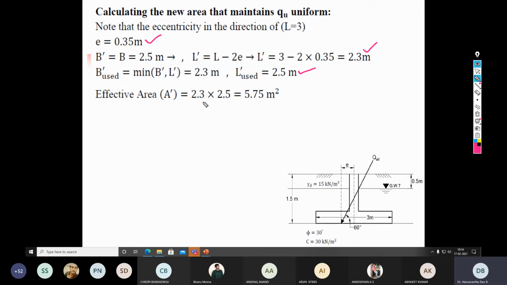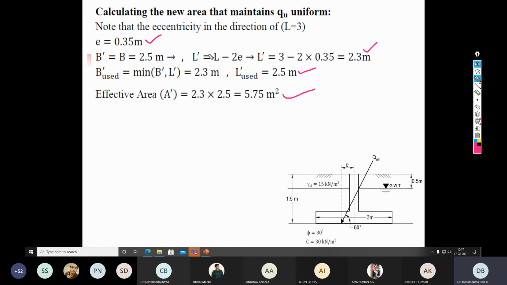So effective area is now 2.3 by 2.5, that is 5.75 square meters. So these are the very initial steps that you need to exercise the moment the problem is given. Okay, so for a given eccentricity, calculate effective width and effective length. So in this sum, the eccentricity is present in the direction of footing with the 3 meter.